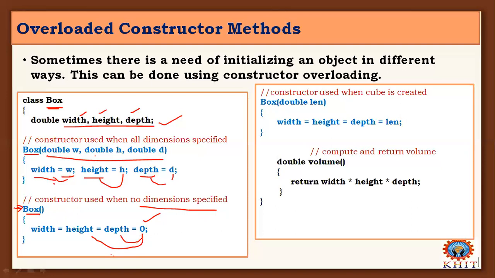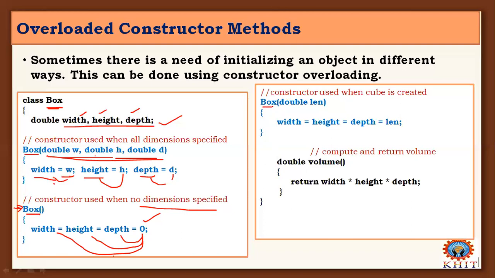Okay, got it? So this is the behavior of this default constructor. Here it is a parameterized constructor with three values, a constructor with three parameters. Understood? And now coming to another constructor I have defined here using the concept called constructor overloading.